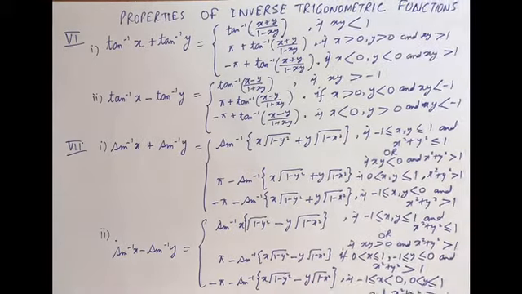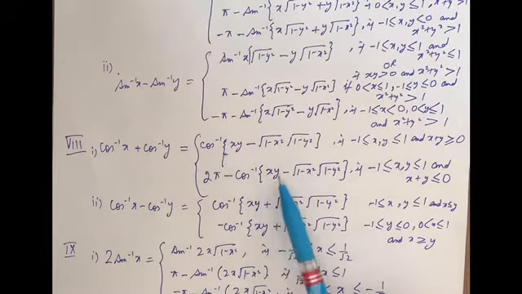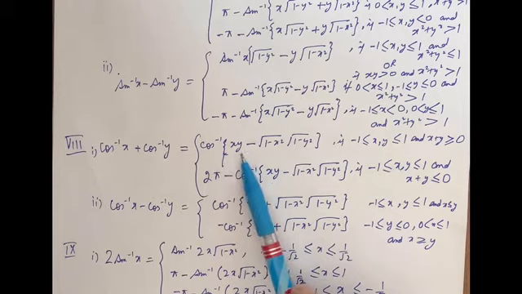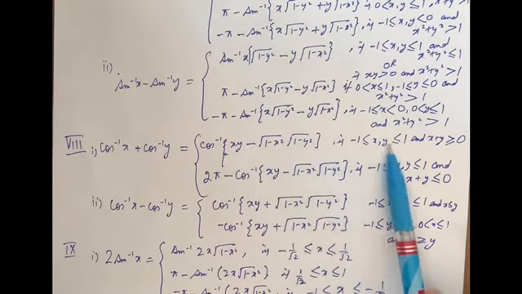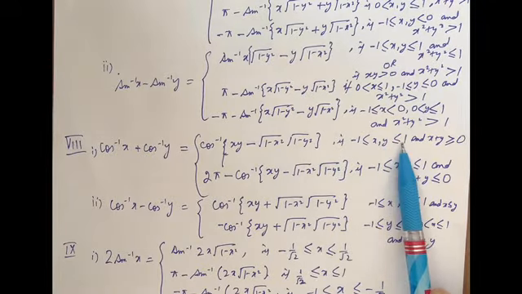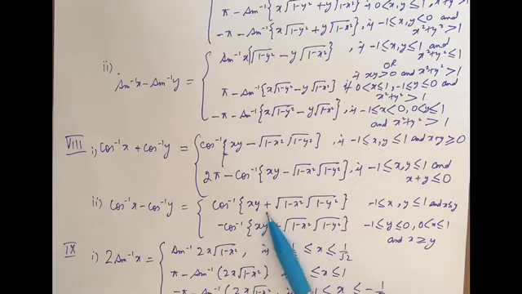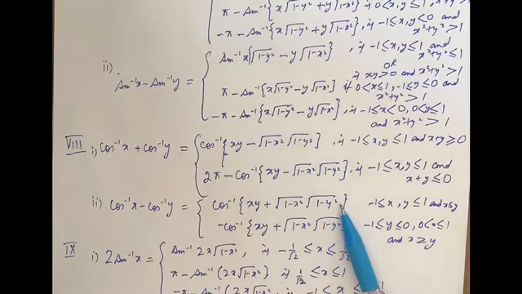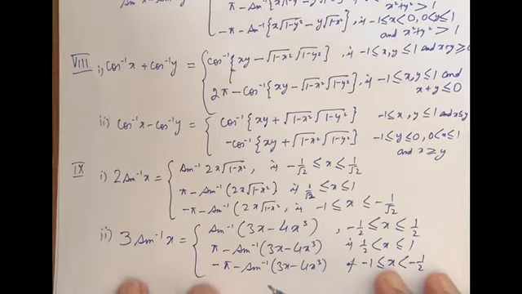For cos inverse x plus cos inverse of y is cos inverse of xy minus root 1 minus x square into root 1 minus y square. X and y both lie between minus 1 and plus 1. X plus y should be positive. Similarly, for cos inverse of x minus cos inverse of y, it's cos inverse of xy. Now we will have plus sign here into root of 1 minus x square into root of 1 minus y square. And then we have next, this is 2 sin inverse of x.